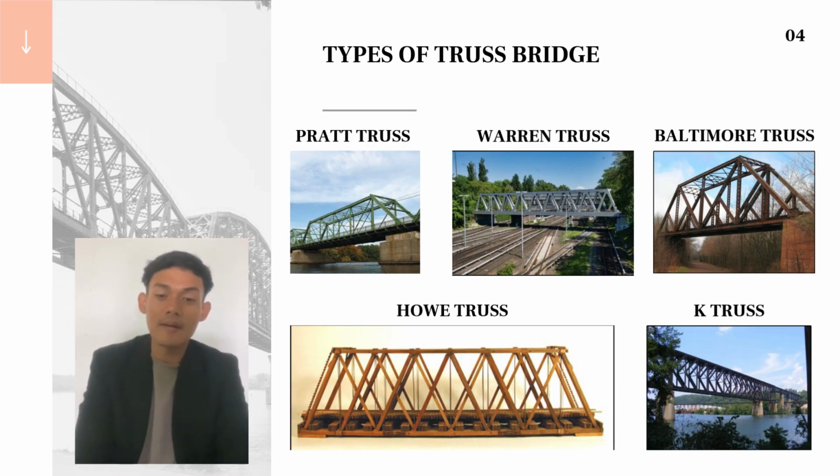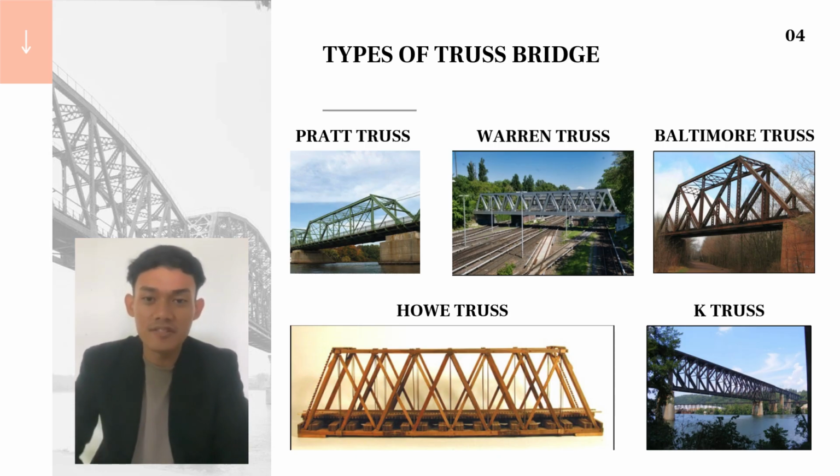Next, about types of truss. Pratt truss, known for its diagonal members that slope towards the center of the bridge. The Pratt truss efficiently handles tension and compression, making it a popular choice for bridge construction. So the Pratt truss is recommended for construction.